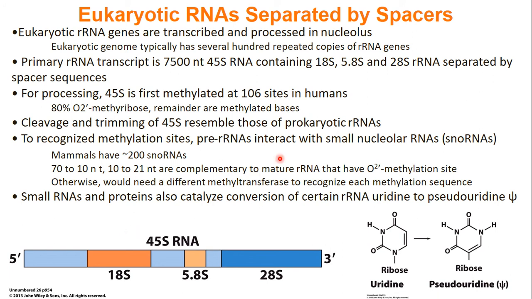So what happens is that this snoRNA will bind to the site that it is complementary to. And this is directing the methylation machinery to combine with this snoRNA and this rRNA, and methylate where they're located. If we didn't have these snoRNAs, you could think that we would need a different methyltransferase to recognize each methylation site in 45S rRNA. So we would need at least 106 different proteins just to add methyl groups, which would be highly inefficient.